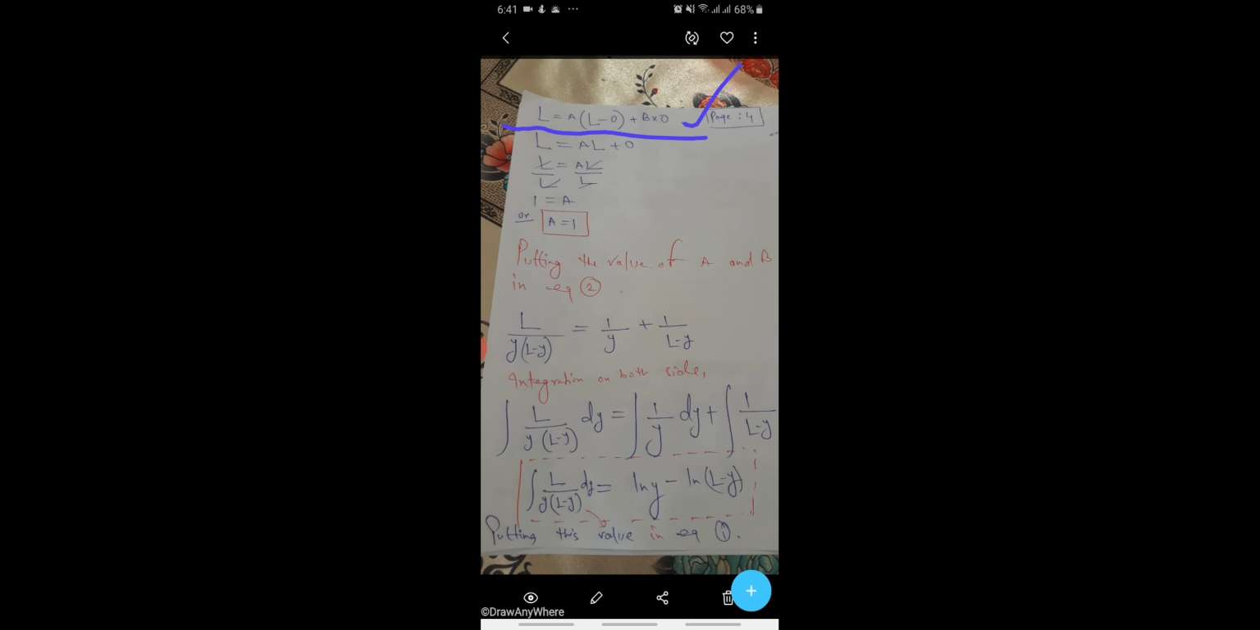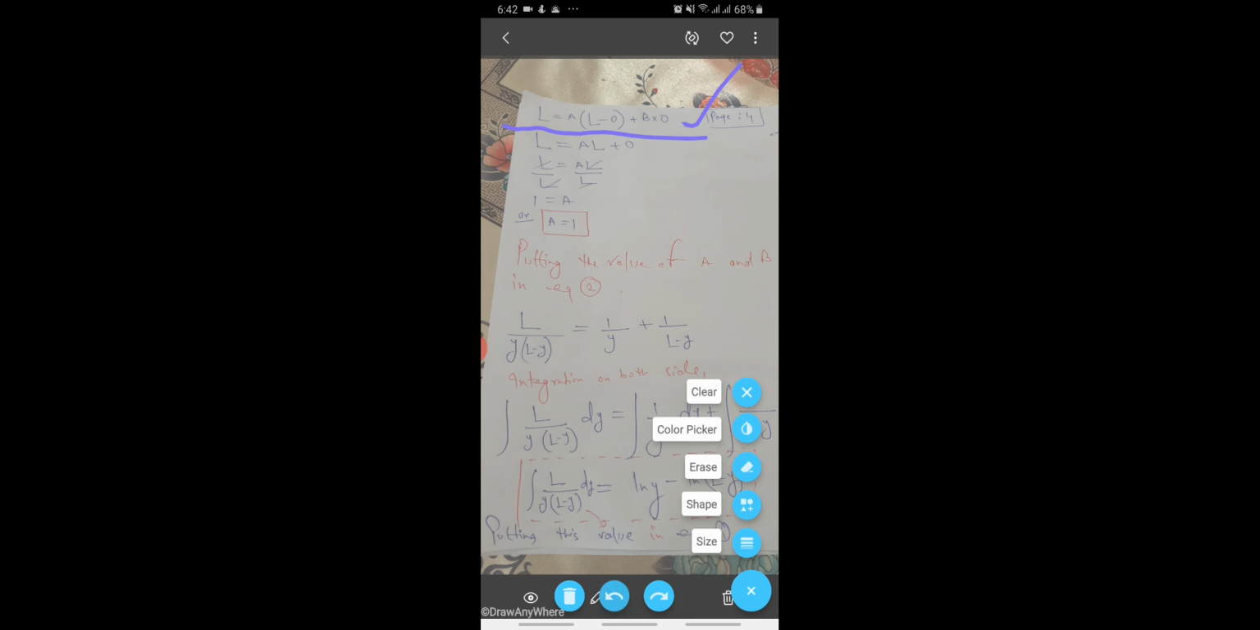So B multiplied by 0, the answer is 0. So I have L equal to AL. Then again this equation is divided by L, and we can find the value of A equal to 1. So now we have A and we have B, and I will put these values in equation 2. Go to equation 2 and put the values of A and B here.